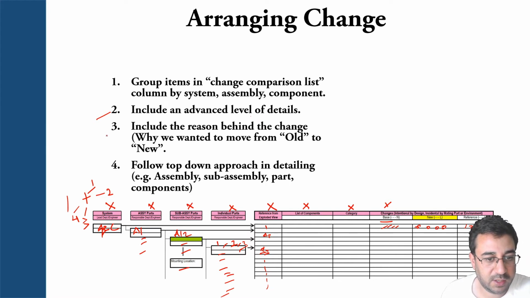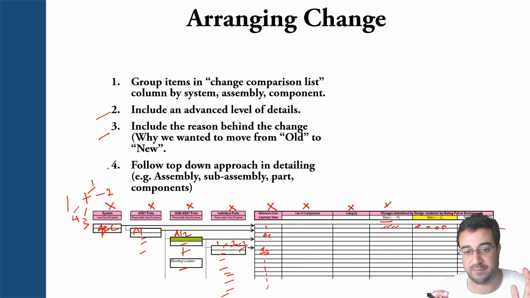Then you want to tell what the reason behind the change is. Why did you want to move from the old to the new design? Make sure to include that either in the change comparison list, or sometimes, for the more advanced explanations, you can save it for the change matrix, the one we learned about previously. And eventually you follow a top-down approach in detailing. As I said, you go assembly, sub-assembly, part, and component.